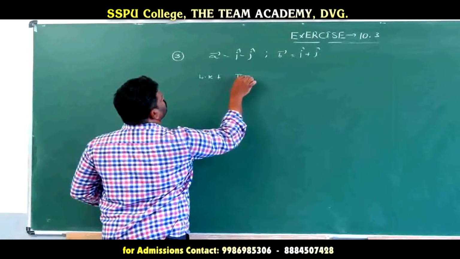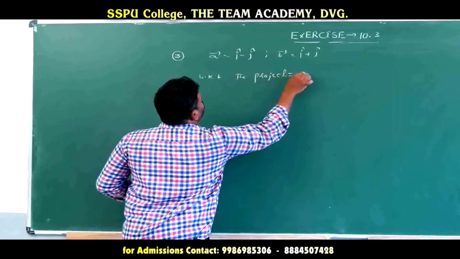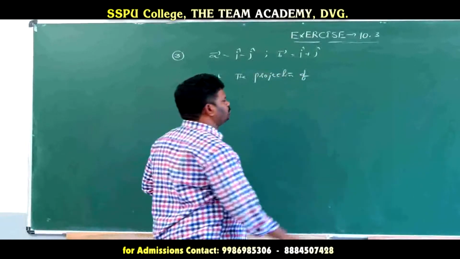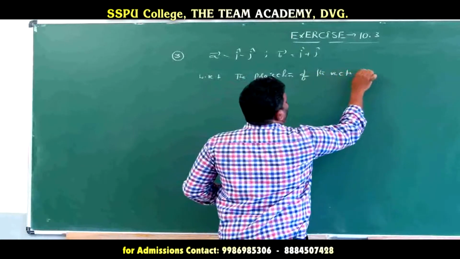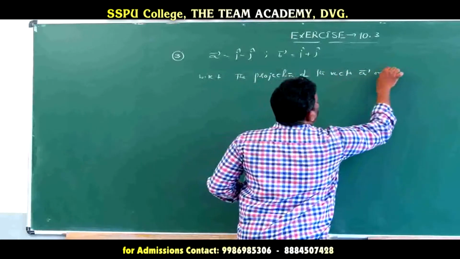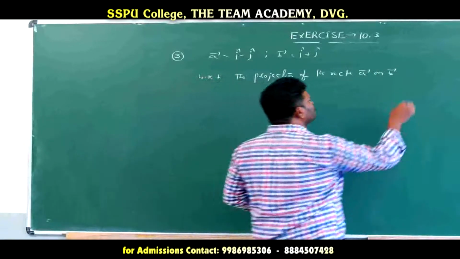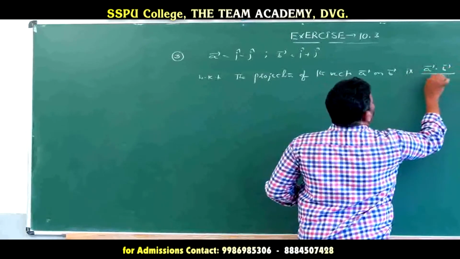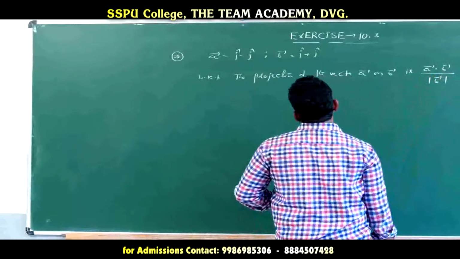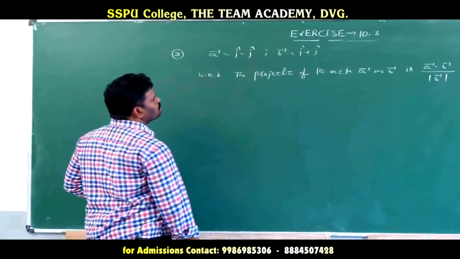The projection of the vector a bar on b bar, what we did in the formula, is a bar dot b bar by magnitude of b bar. So here also, the projection of this vector on this vector, that's what we do here.